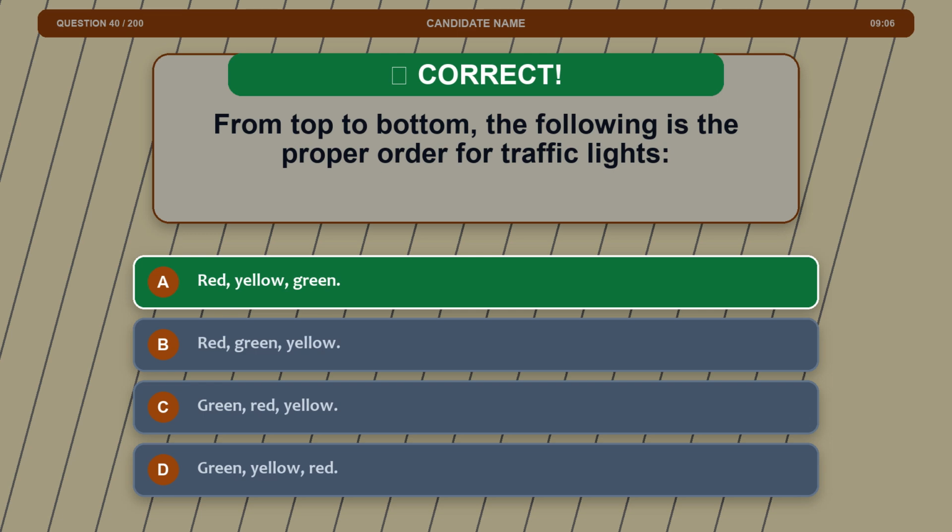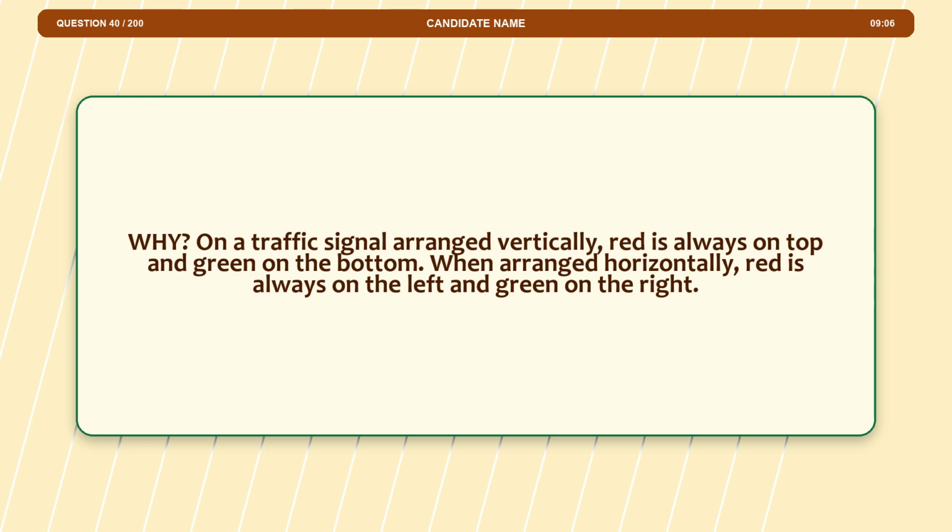The correct answer is option A, red, yellow, green. Explanation: on a traffic signal arranged vertically, red is always on top and green on the bottom. When arranged horizontally, red is always on the left and green on the right.